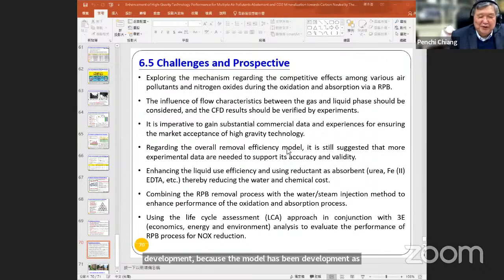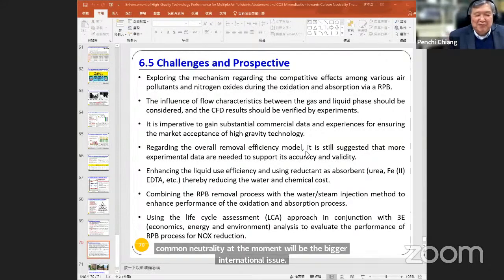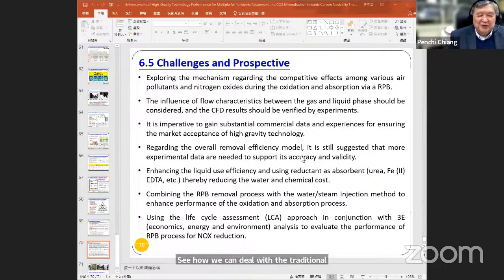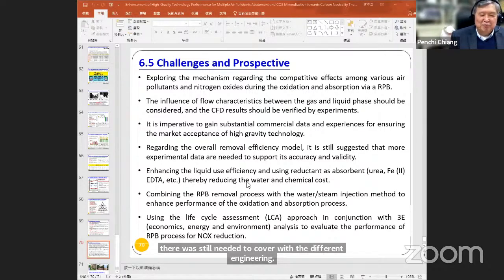Because the model has been successful for engineering purposes, for engineering practice, and sometimes it's good for the government to make a final decision, because carbon neutrality at the moment is a big international issue. See how we can deal with the traditional environmental engineering issues and overcome the barriers of carbon neutrality in the future. Once again, I just say the high G is a quite successful experience based on theoretical and practical experience, but we still need to cooperate with different engineering fields to see how the system can become more automatic.